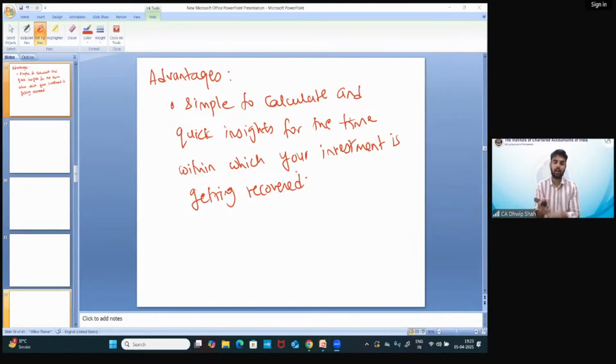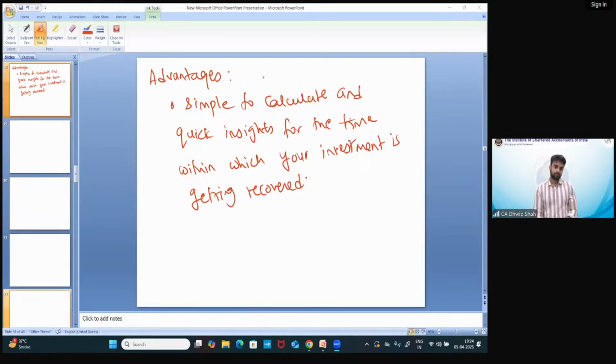Lower, obviously lower. I would want my investment to get recovered quickly, na? जितना बिजनेस में डाला है वो फास्ट रिकवर हो, वही सब बिजनेसमैन को चाहिए. So payback period, always lower the better, and payback period gives you a very quick, fast insight that within 3 years I'm able to recover my investment. Okay, go for the project because you are able to recover within 3 years.